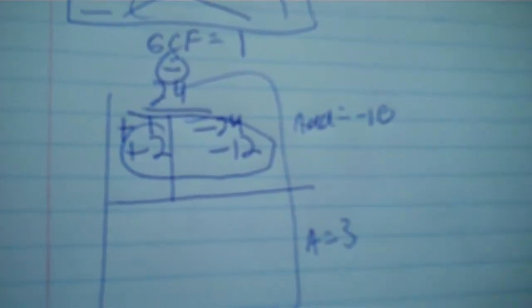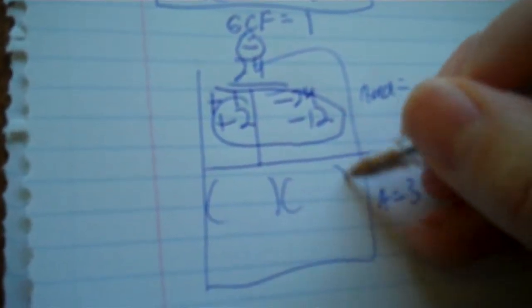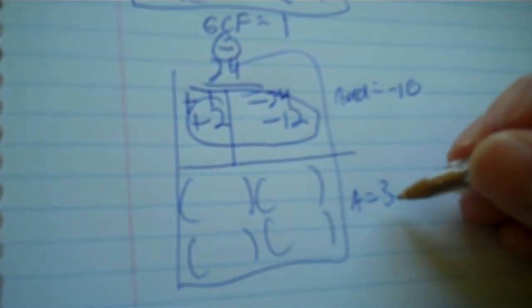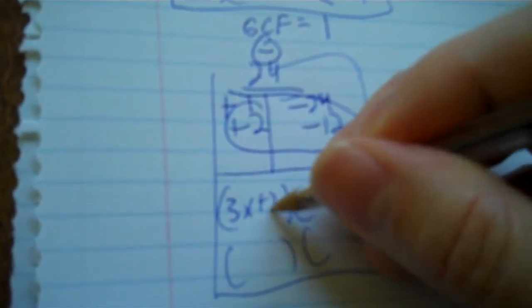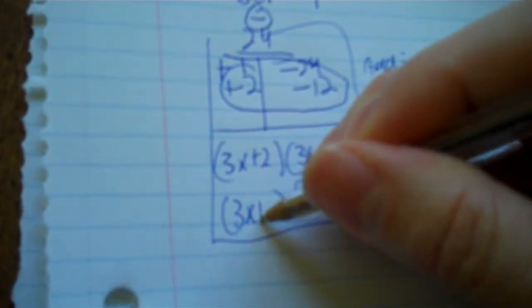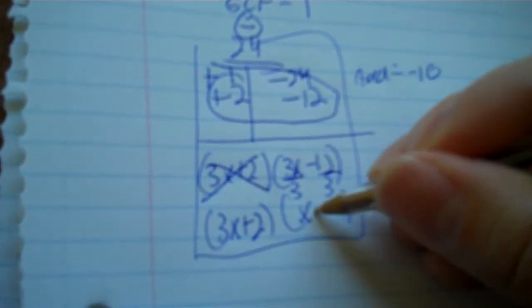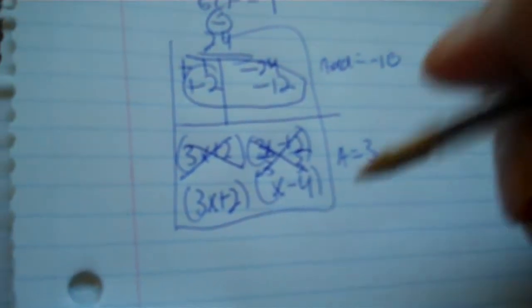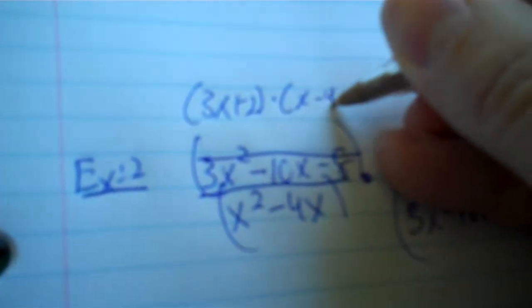Now my A is equal to 3, so I cannot drop the coefficient. I need 2 parentheses. Start with your 3 in both of them, and then go x plus 2, x minus 12. Now 3x plus 2 would stay the same. And here we would divide by 3, and that would become x minus 4. There was no GCF that I need to worry about, so I cross that out, and I rewrite that as 3x plus 2 times x minus 4.